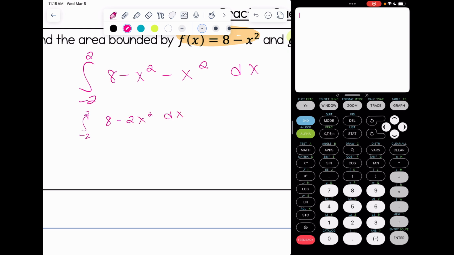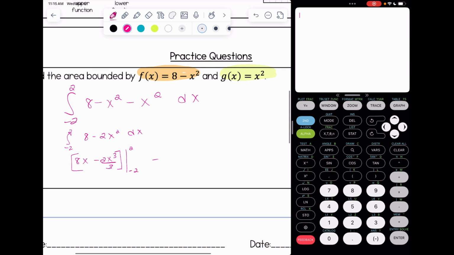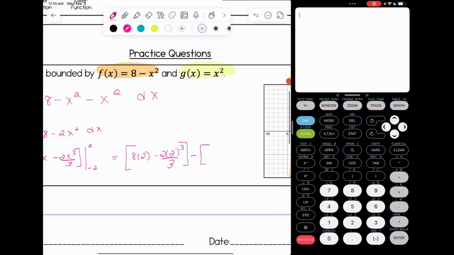If we find the antiderivative, we get 8x minus 2x cubed over 3, and we're going to evaluate that from -2 to 2. According to the fundamental theorem of calculus, that means we're going to plug in 2, then plug in -2, and subtract. When we simplify all of this, we get 64 over 3 as our area between the two curves.